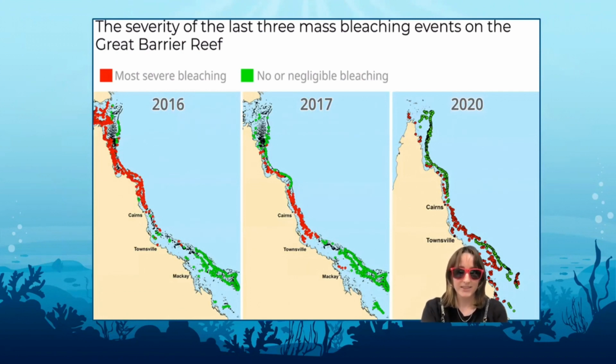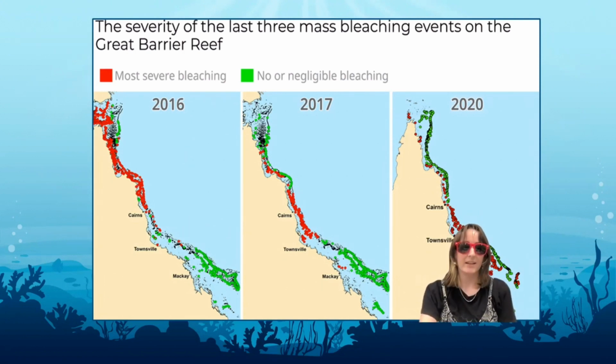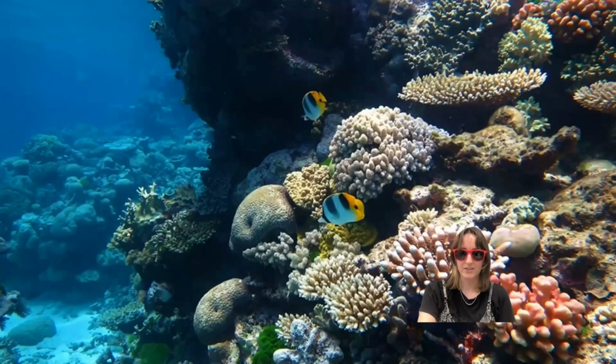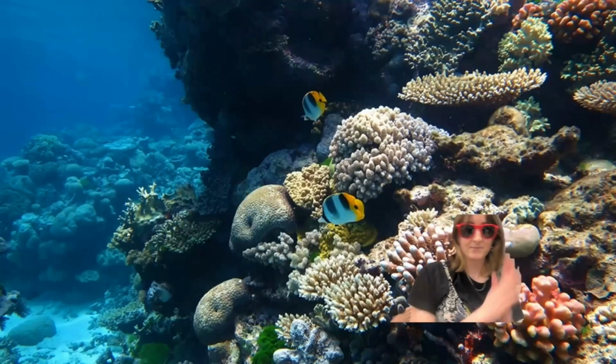Due to rising ocean temperatures, coral bleaching events are becoming much more frequent and severe. While corals are able to recover from them, more frequent and severe events will decrease the coral's likelihood to survive. Now, let's move on to the final major impact of climate change, human tourism.